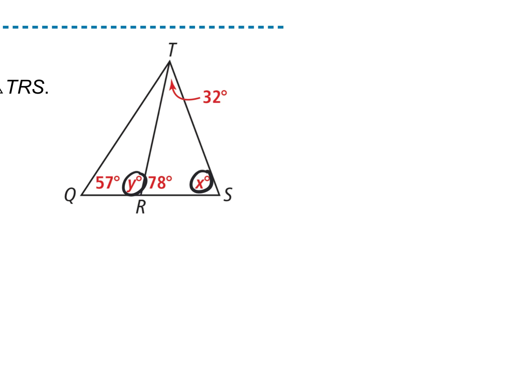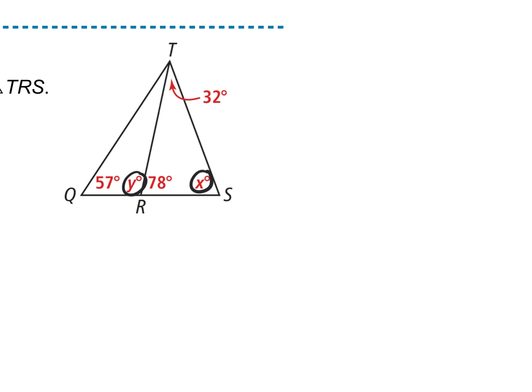Which one do you think is the easiest to find first? Why do we say x? Why is x the easiest to find first? Because you have 32 and 78. Right. Remember what we said at the beginning: if we know two angles, we can find the third.